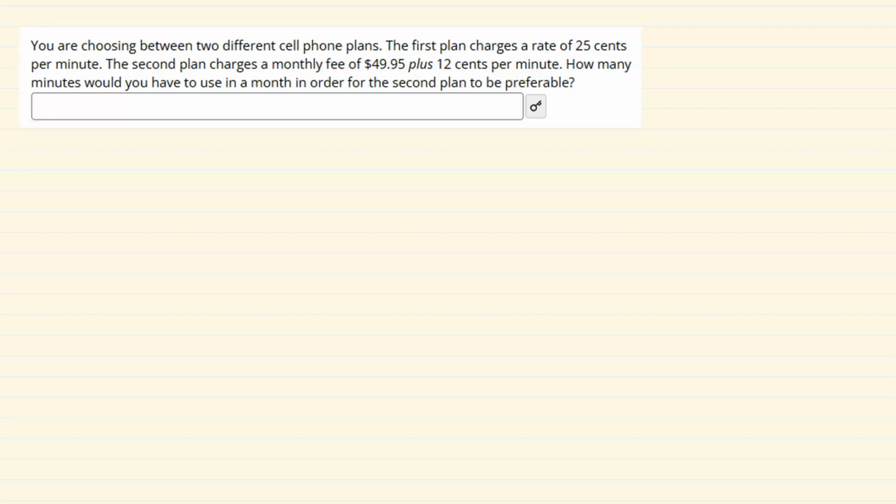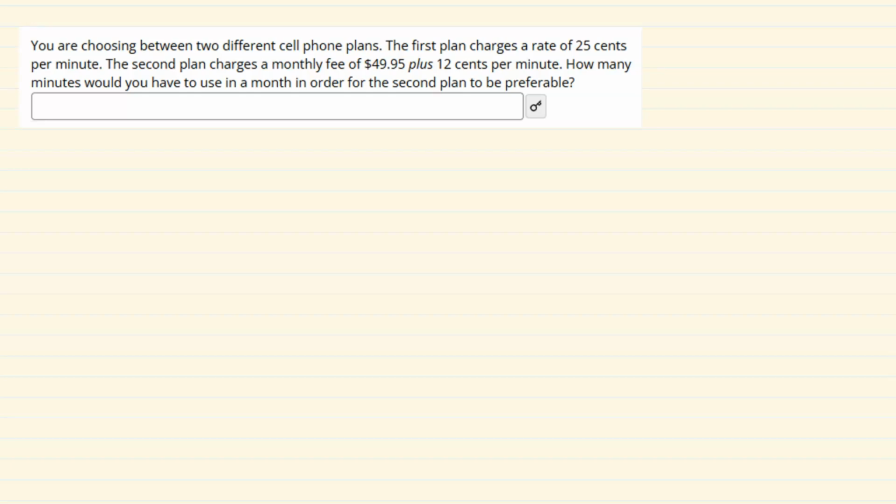All right, we were trying to choose between two different cell phone plans. The first plan charges a rate of 25 cents per minute. The second plan charges a monthly fee at the fixed value of $49.95, but additionally 12 cents per minute. So at first, the first plan is going to be more affordable with fewer minutes.